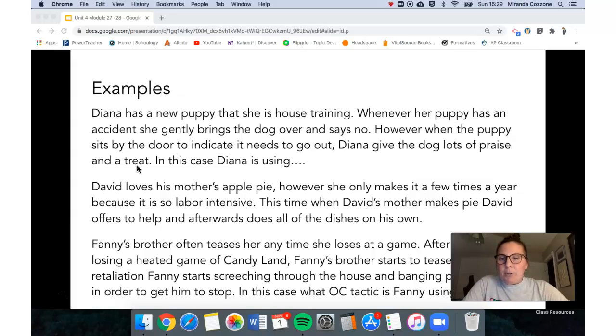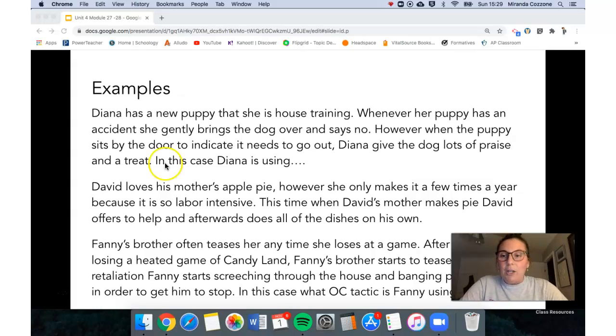In example number 2, David loves his mother's apple pie. However, she only makes it a few times a year because it's so labor intensive. This time, when David's mother makes pie, David offers to help and afterwards does all of the dishes on his own. Okay, this one's pretty complicated.